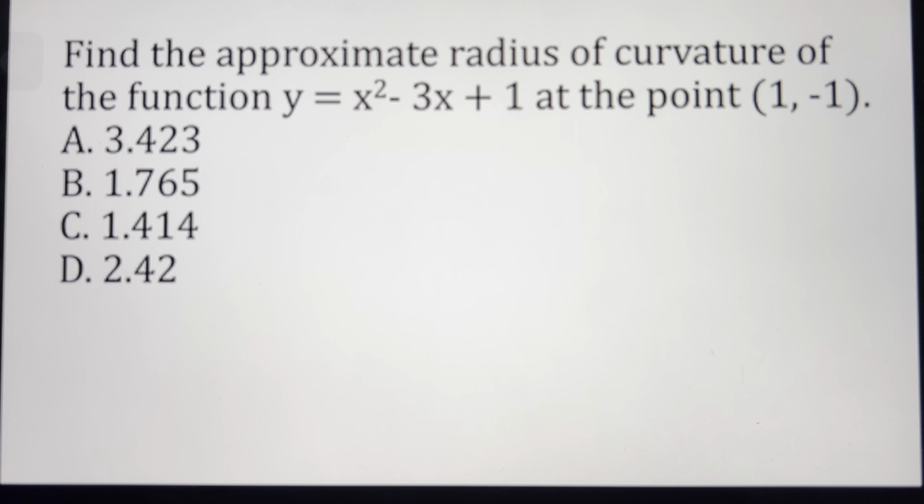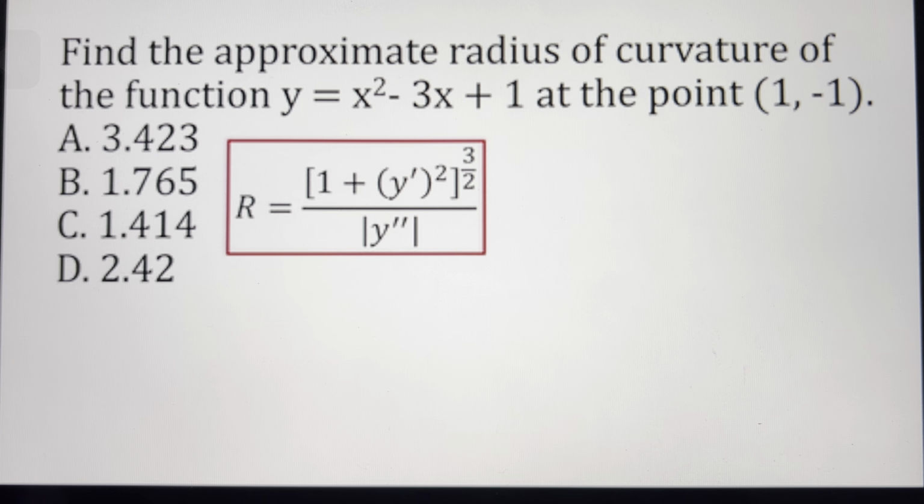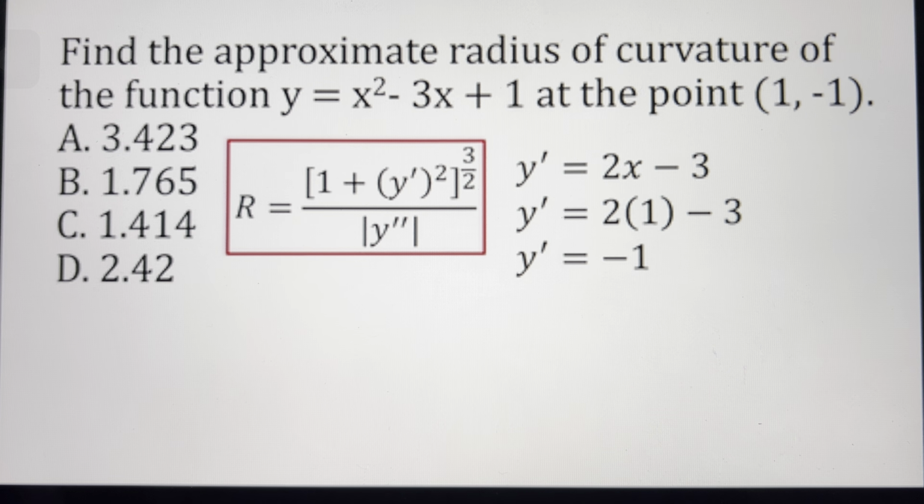Find the approximate radius of curvature of the function y is equal to x squared minus 3x plus 1 at point (1, -1). So this is the formula for the radius of curvature, meaning we need the y prime and the y double prime. So y prime, the first derivative, is 2x minus 3. Substitute x as 1, so that would be 2 times 1 minus 3, which is negative 1. And our second derivative is 2.